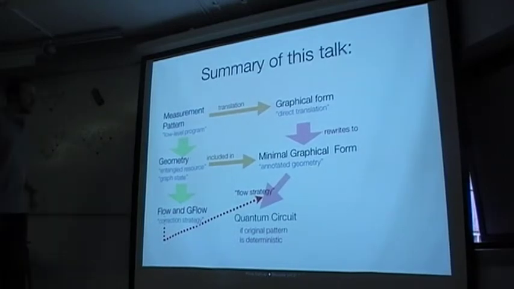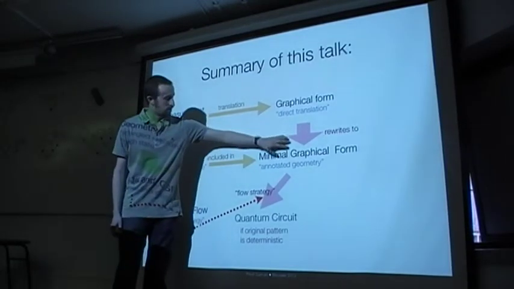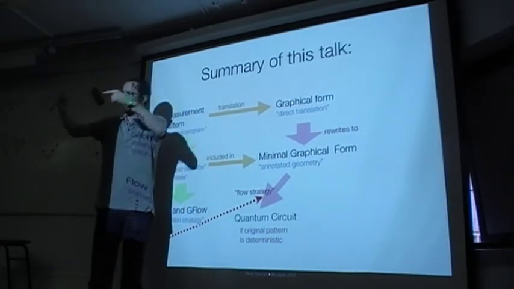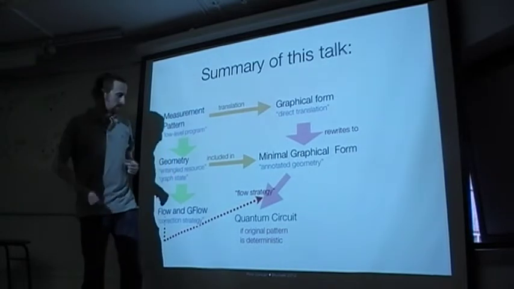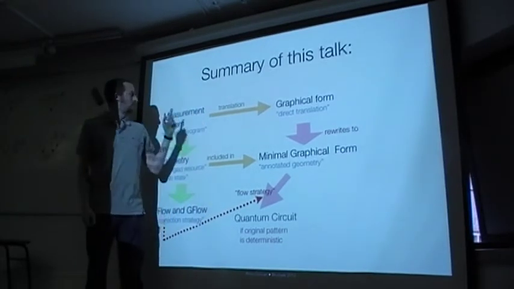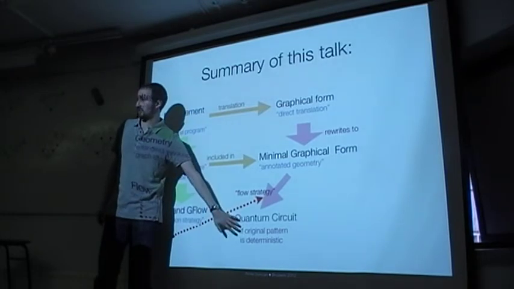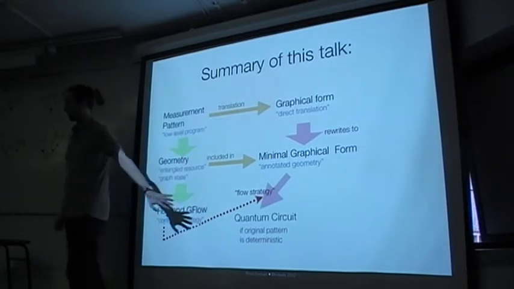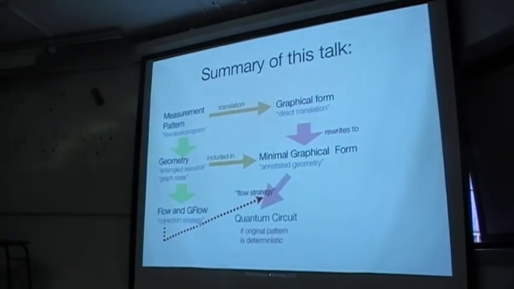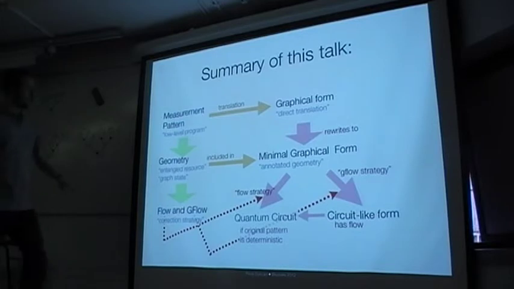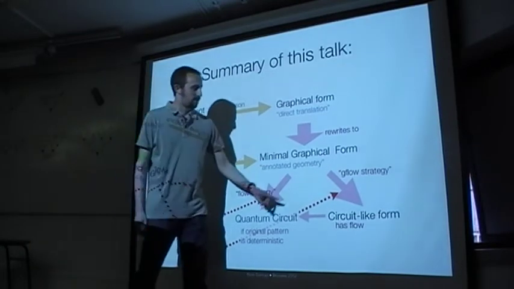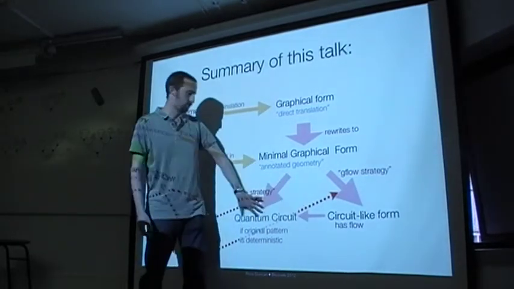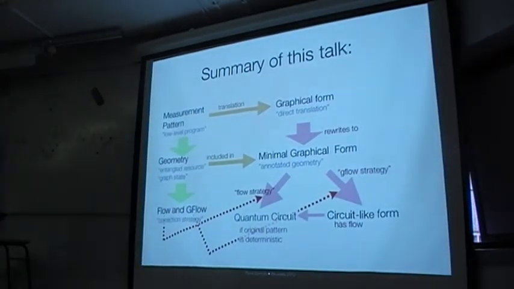Now, if it turns out that I have flow, then I'm going to have some rewrite strategy here for pushing all those corrections through the circuit, like I told you. And if the original pattern was deterministic, this would be a circuit-like diagram with no conditional operations. In the case that it doesn't have flow, but it has G-flow, then I'll have some other rewrite strategy which is going to give me something that has flow, and then I can do the first thing.